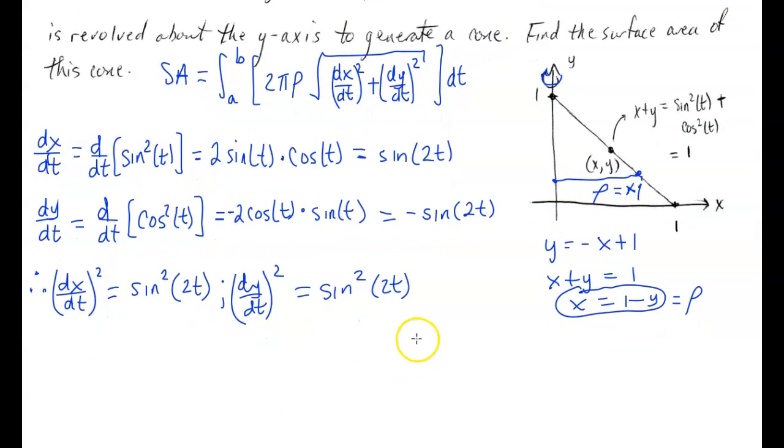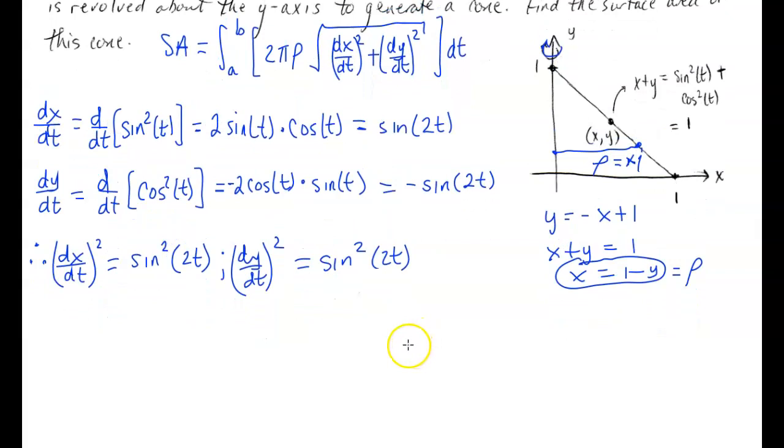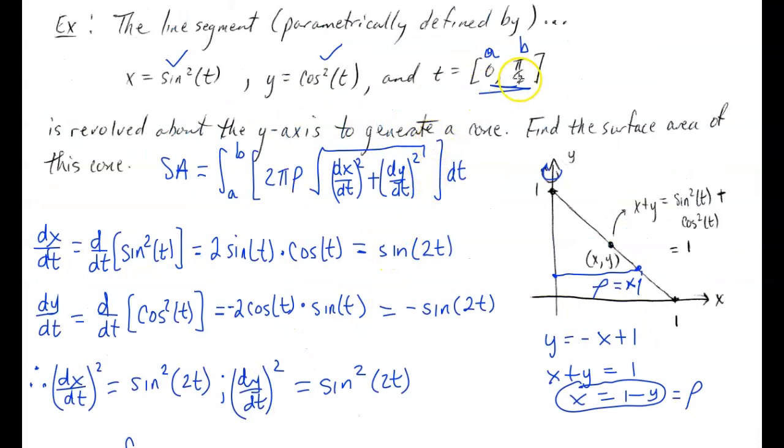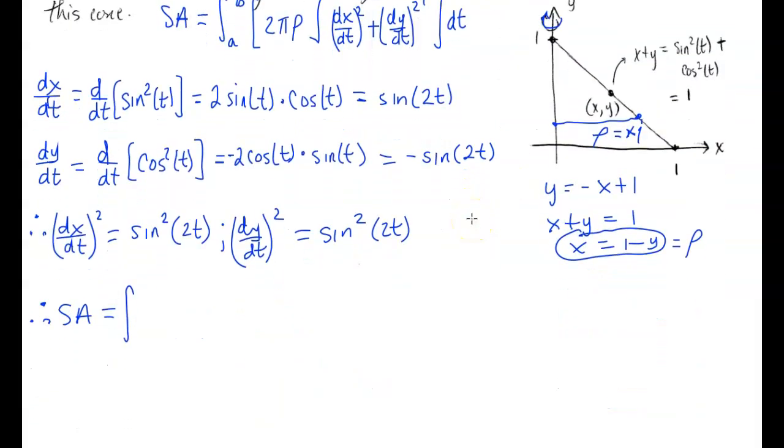Okay, so now what we can do is substitute all this info into our surface area formula. The surface area formula is the integral from a to b. And if we remember up here, our a is 0, our b is pi over 2. So we have 0, pi over 2. And then from here, we have 2 pi. And now notice that rho is our 1 minus y here.